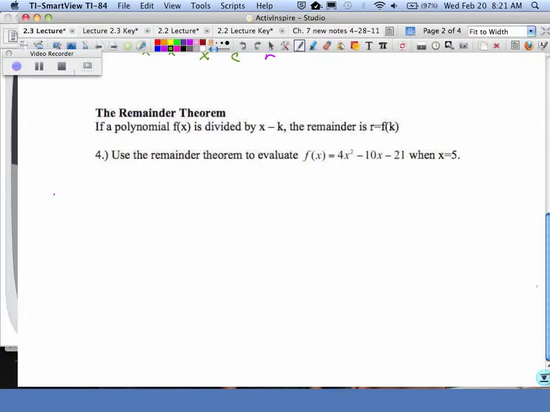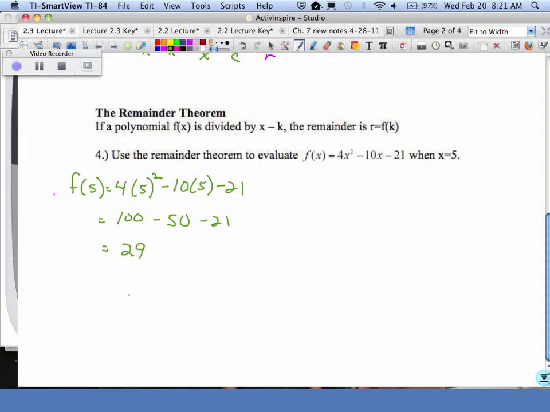So do f of 5. That's what the remainder theorem is talking about. Do f of 5. So what is 4 times 5 squared minus 10 times 5 minus 21? What's 5 squared? 25 times 4. What's negative 10 times 5? Negative 50. Minus 21. 100 minus 71 is 29.